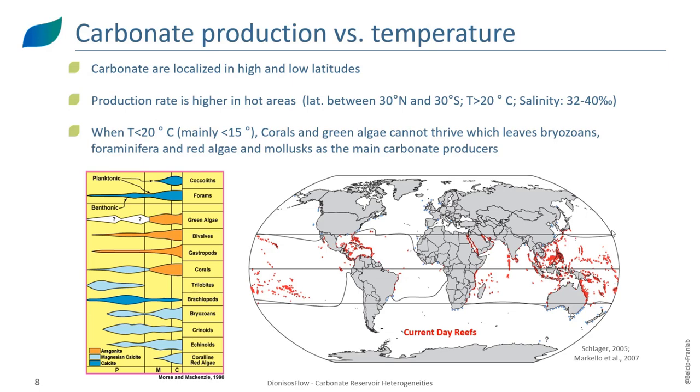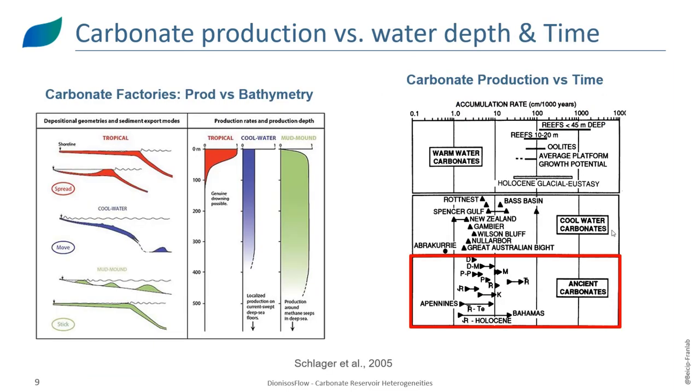So what you need to focus a lot on whenever you're thinking about modeling the carbonate platform is to try to understand what type of carbonate factories you're looking at, because different carbonate factories, the three main ones, tropical factory, the cool water factory, and the mud mound factory, present carbonate production rates versus time and versus depths, which are completely different.